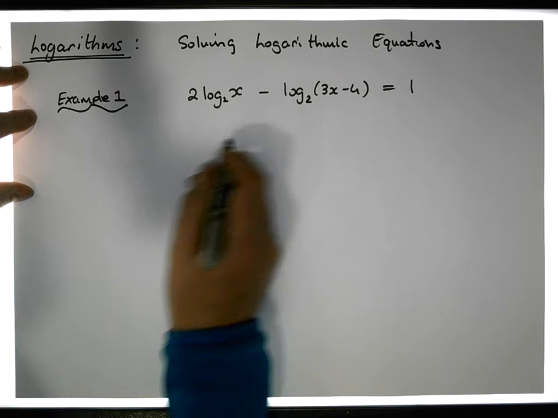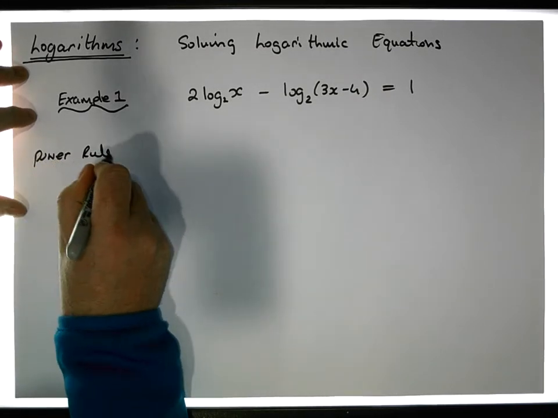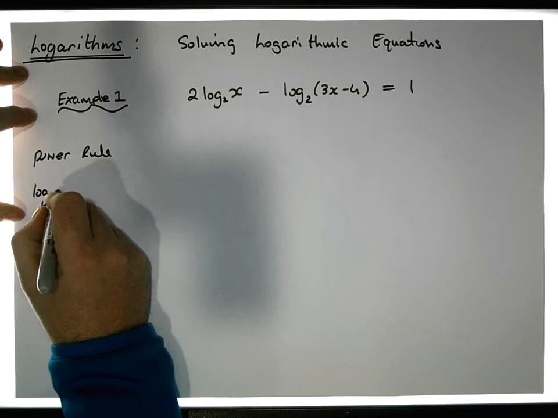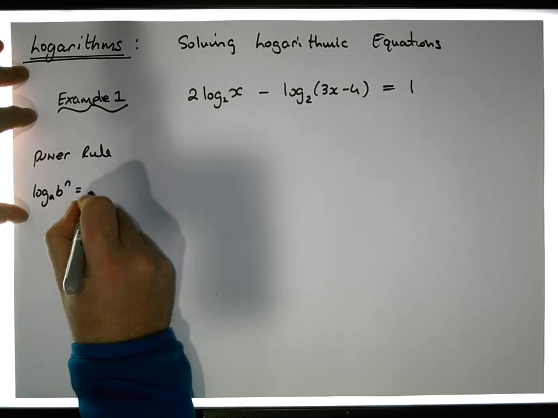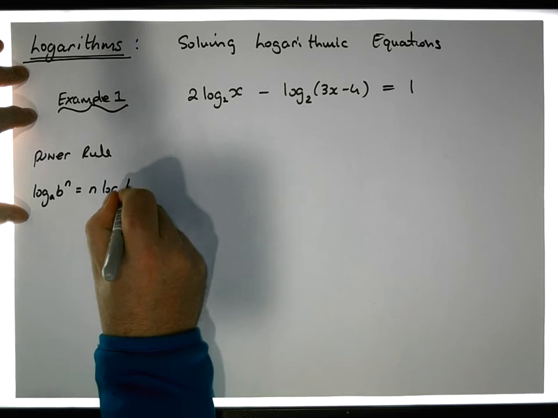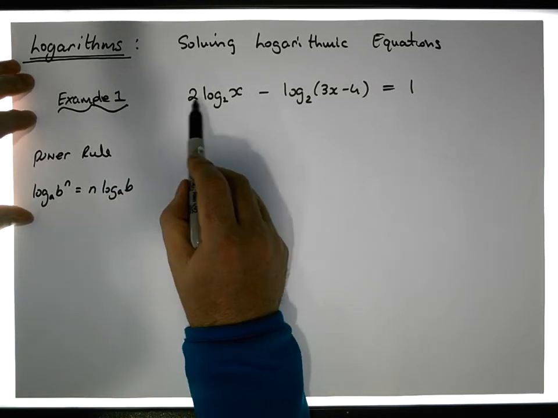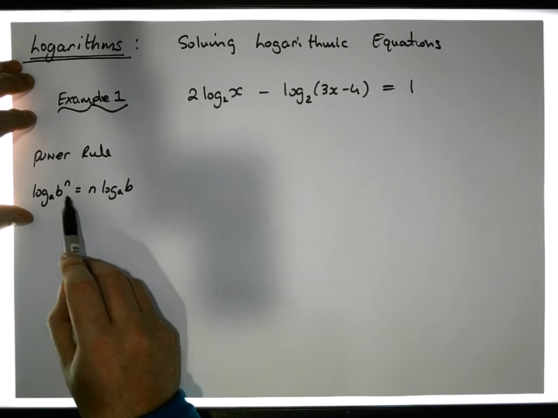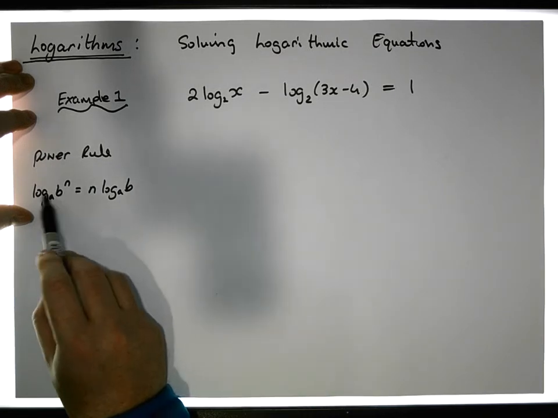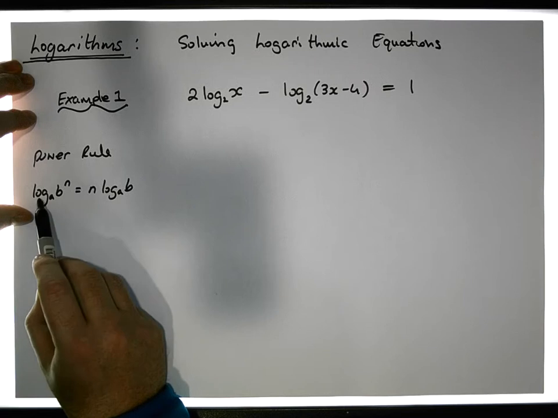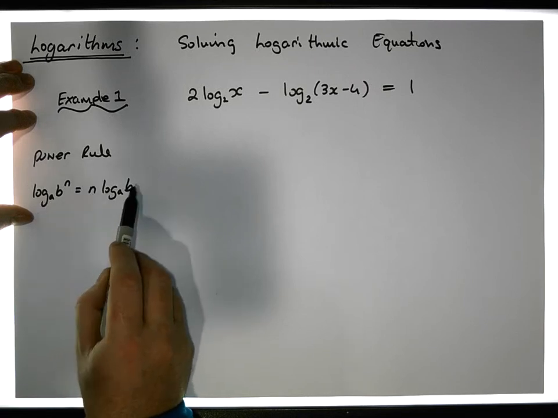Let's keep in mind our power rule, which says that the log of b to the n to the base a is the same as n times the log of b to the base a. So if you have a number times a logarithm, it's the same as raising this particular value to the actual power. So the log of b to the power of n to the base a is the same as n times the log of b to the base a.